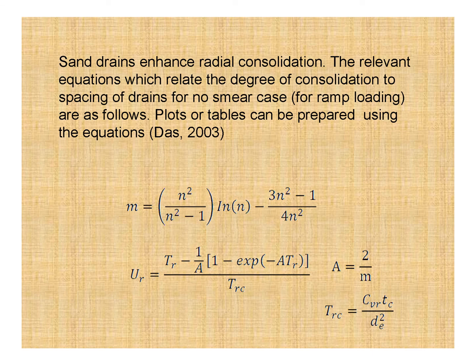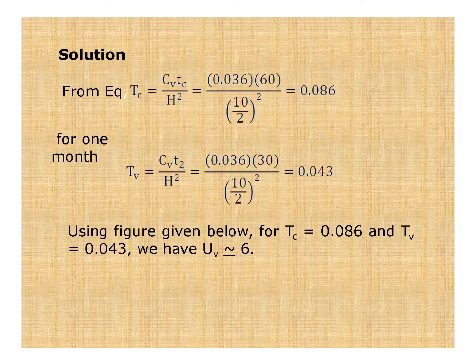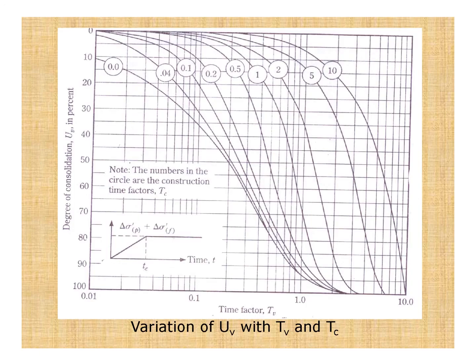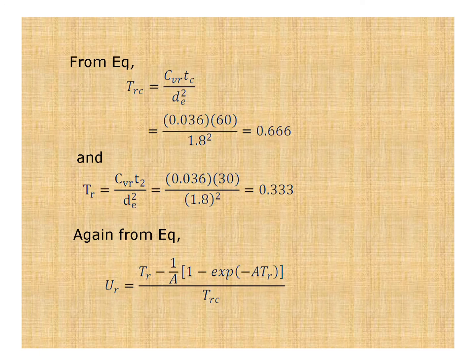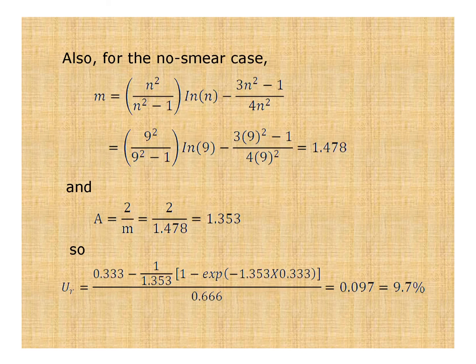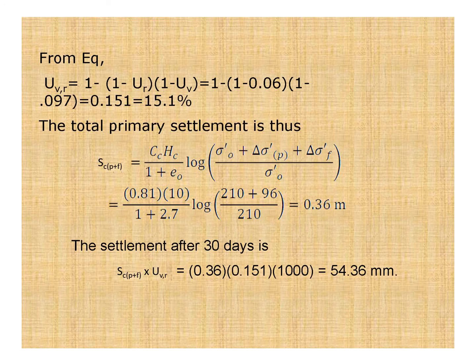You would find the application of different formulas that we have already discussed. So simply the application of the formulas, and at the end we have got the settlement after 30 days, that is 54.36 millimeter. So you will have to go through all these solved examples. The solution is provided step by step, so you will not be facing any problem. So that's all about the preloading and the vertical drains.